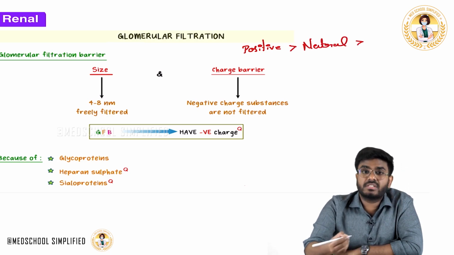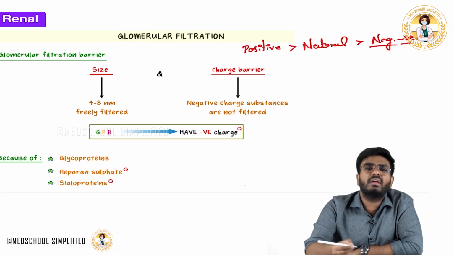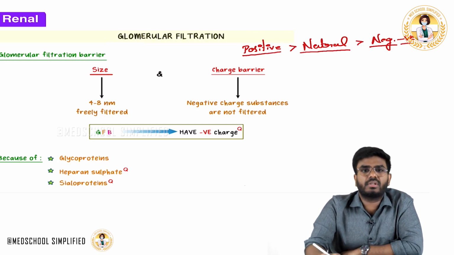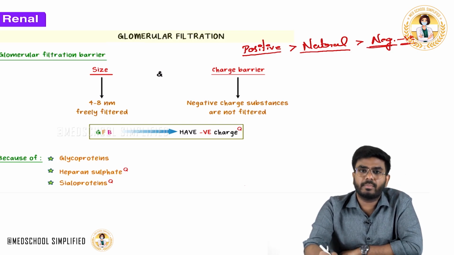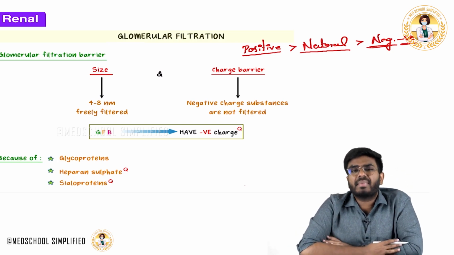Neutral charge substances are more easily filtered than negative charge substances. And first of all, negative charge substances don't even filter. So positive charge substances are easily filtered when compared to the neutral charge substances, and negative charge substances are not going to be filtered because the glomerular basement membrane by itself is having the negative charge. Question is, why is it having this negative charge?